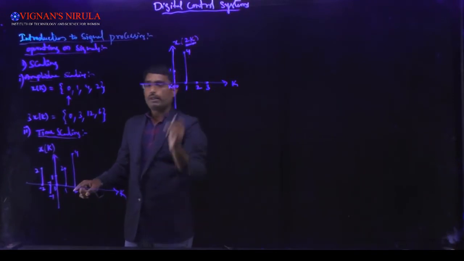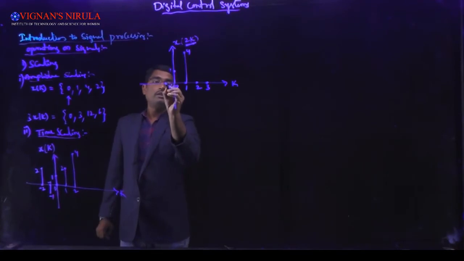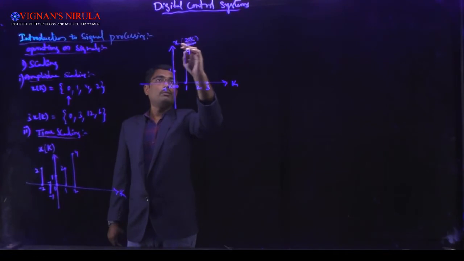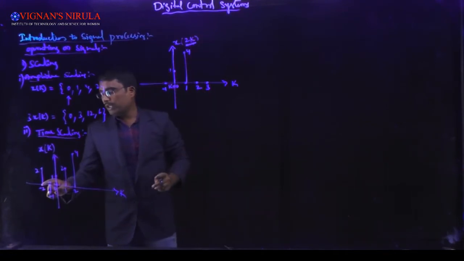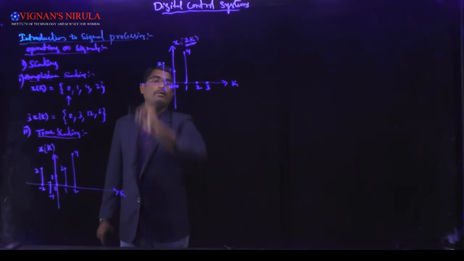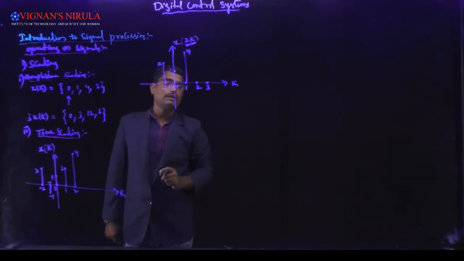Again, if you put k equals minus 1, x of 2 into minus 1, x of minus 2. X of minus 2 value is 2 here. So for k equals minus 1, it will be x of minus 2. X of minus 2 value is 2. So that is the value for k equals minus 1 for x of 2k signal.